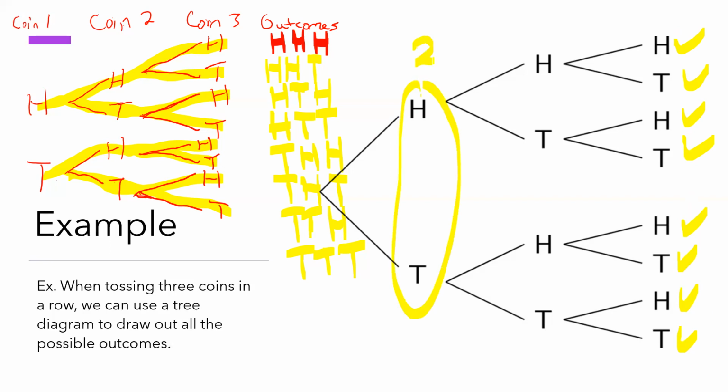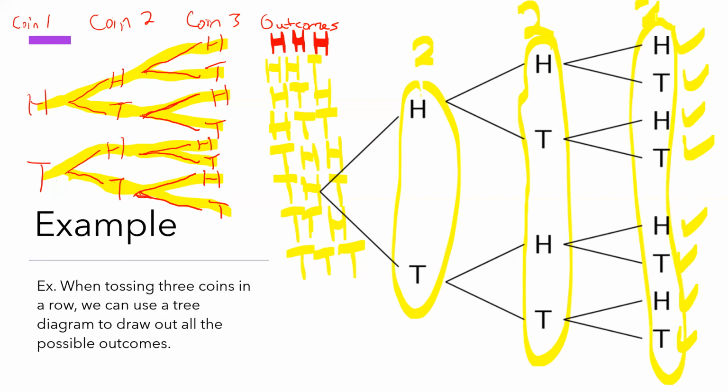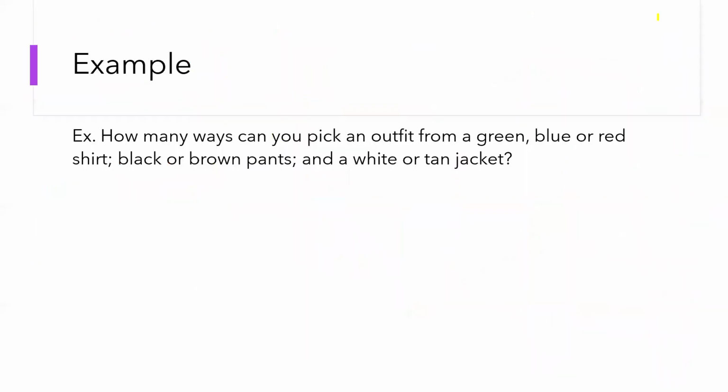Notice that this has two outcomes for the first coin. Obviously, when we toss the second coin, we still have two outcomes. And then of course, for the last one, we still have two different outcomes. And notice that the total is 8. Maybe you'll start to notice a bit of a pattern. Let's look at another example here.